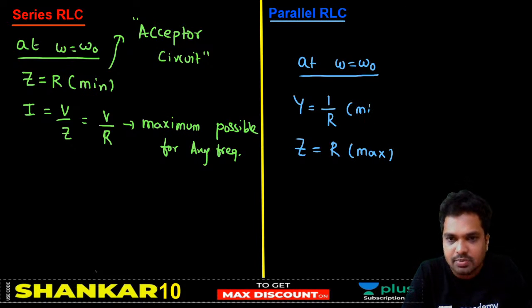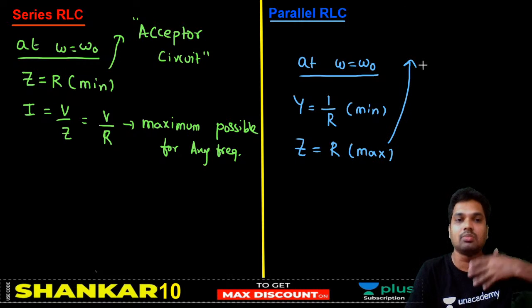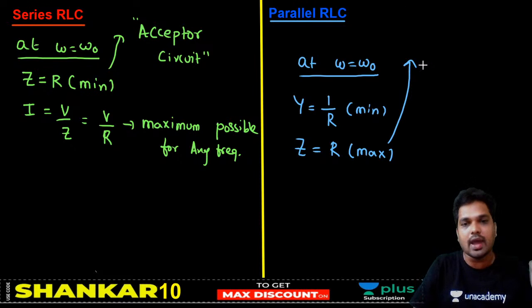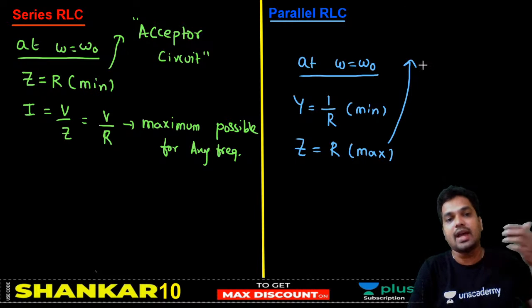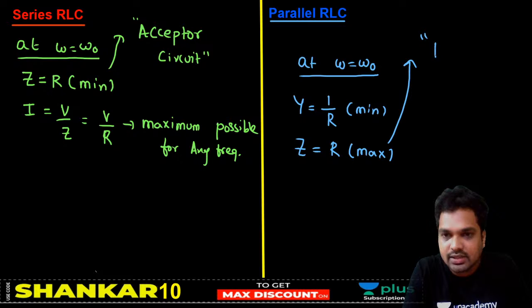Here admittance becomes minimum. Because the impedance is maximum here, while earlier the impedance was minimum and it accepted more current, so it was an acceptor. Here impedance is maximized, so it rejects. Opposition is more, so you call this a rejector circuit.